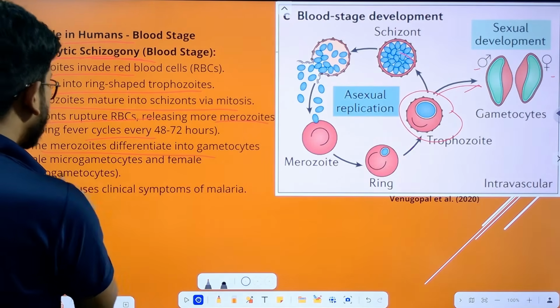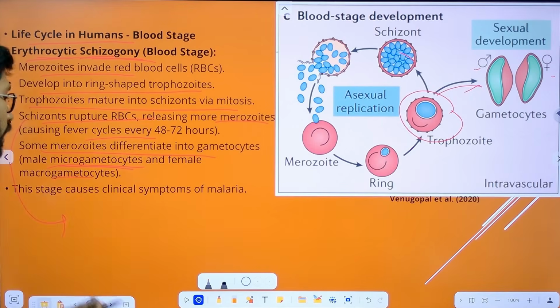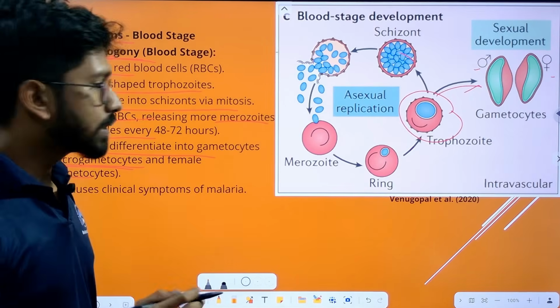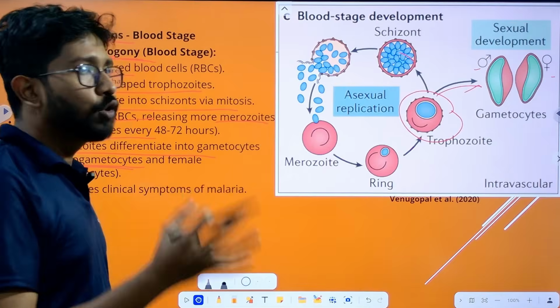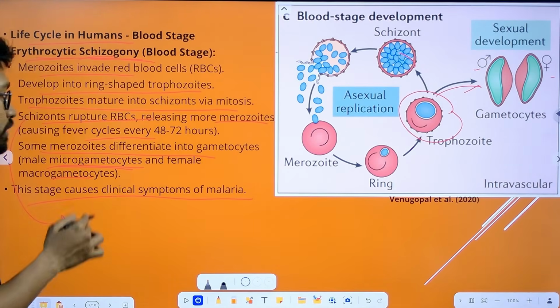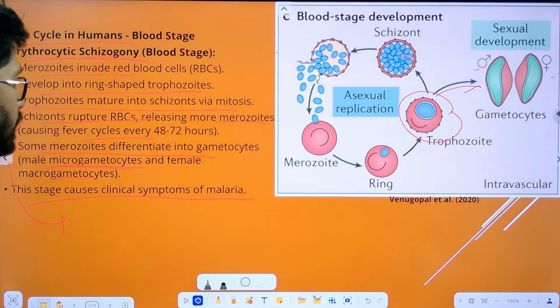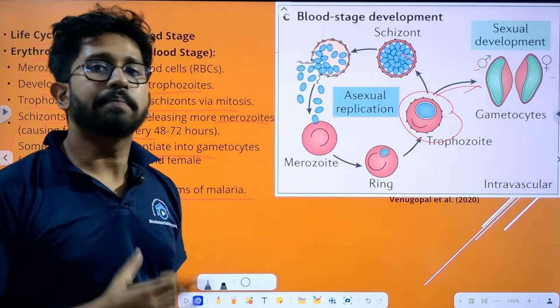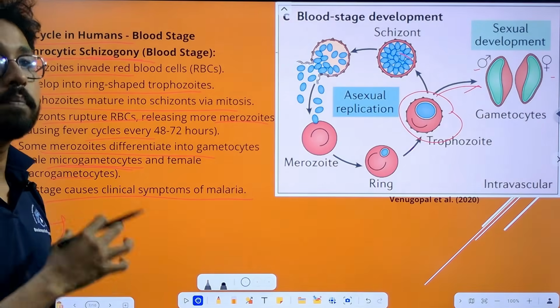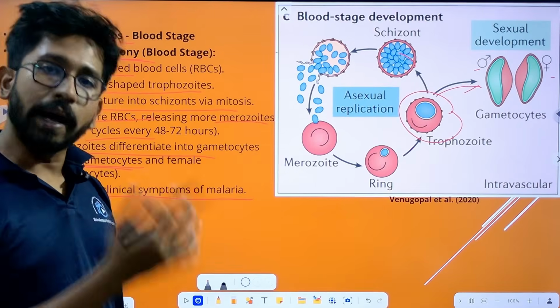So some merozoites differentiate into gametocytes, microgametes and macrogametes. These two names, microgamete and macrogamete, are named because of their size. The male gamete is usually much smaller than the female. The male gametes are much smaller than the female gametes. Sorry, the female gametes are called macrogametocytes, and the male ones, which are smaller than female, are called microgametocytes. Okay.